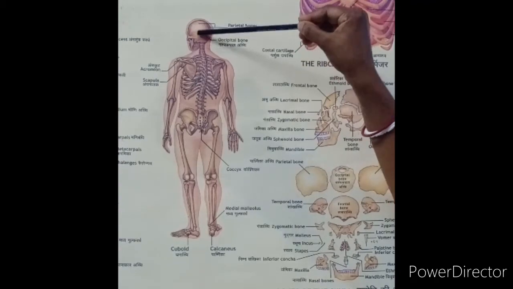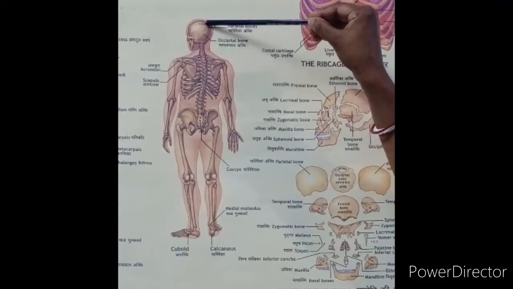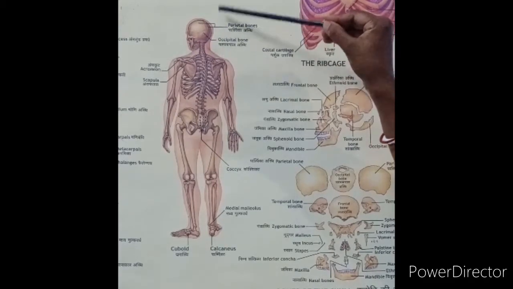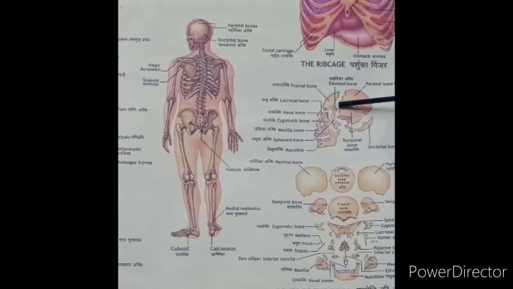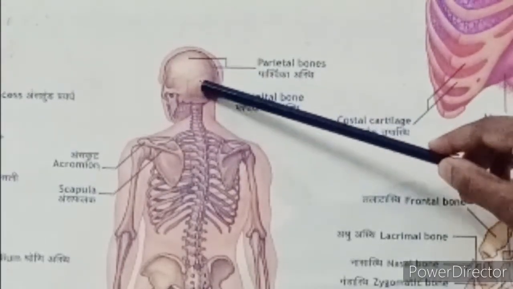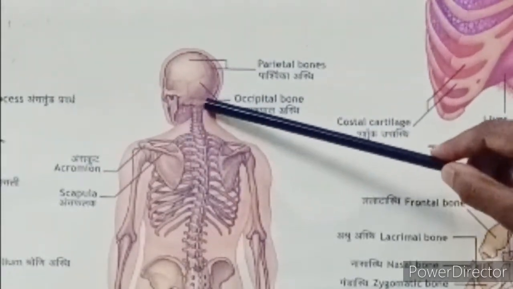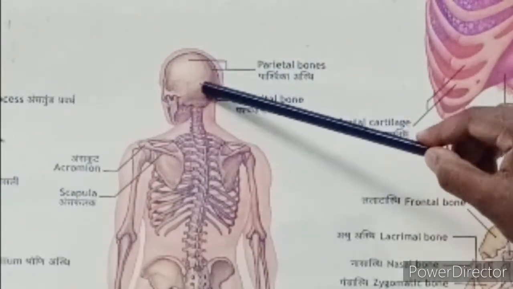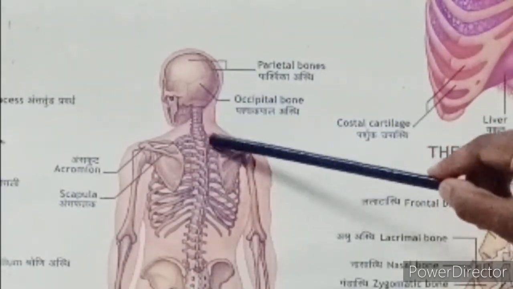You can see some zigzag lines present on the cranium. These are the immovable joints called sutures, by which these cranial bones are joined together, forming the cranium. At the base of the skull, there is a big hole called the foramen magnum. Through this foramen magnum, the brain, which is present inside the skull, is joined to the spinal cord located in the backbone.